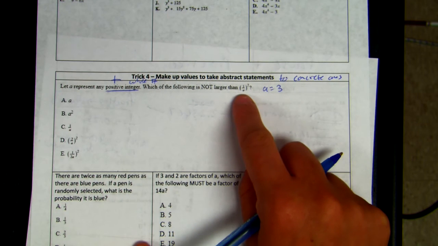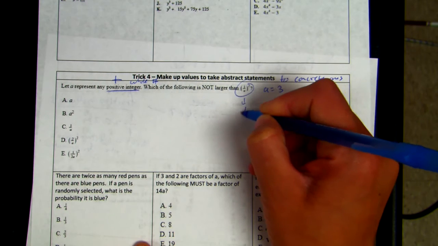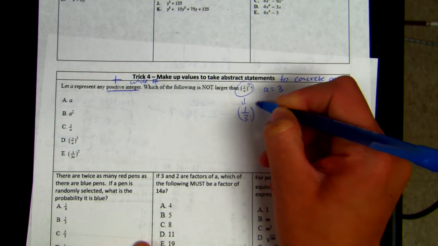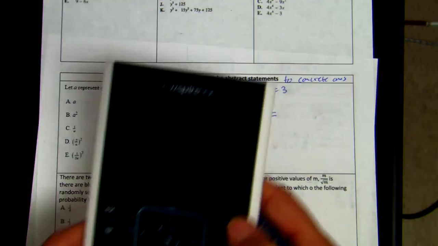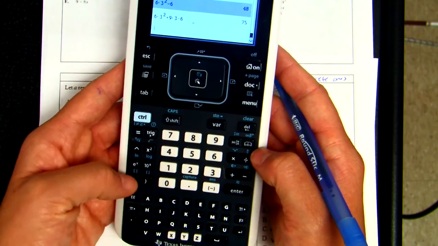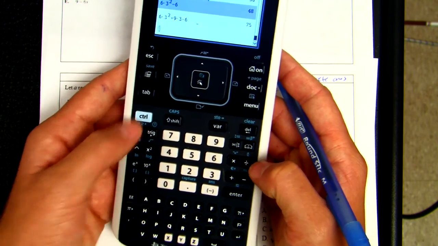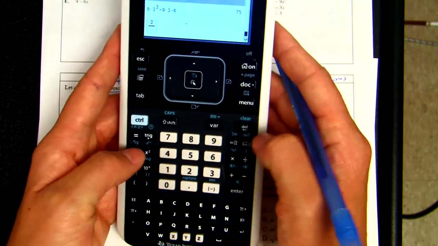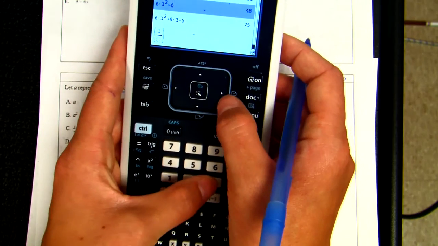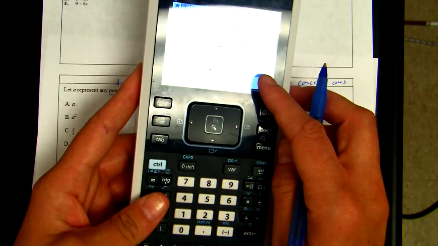Okay, I'm going to plug in A for my statement here. I've got 1 over 3 squared. When I plug that into my calculator, parentheses, there it is. 1 over 3, oops, sorry, y'all can't really see that, squared. Okay, I got 1 over 9.